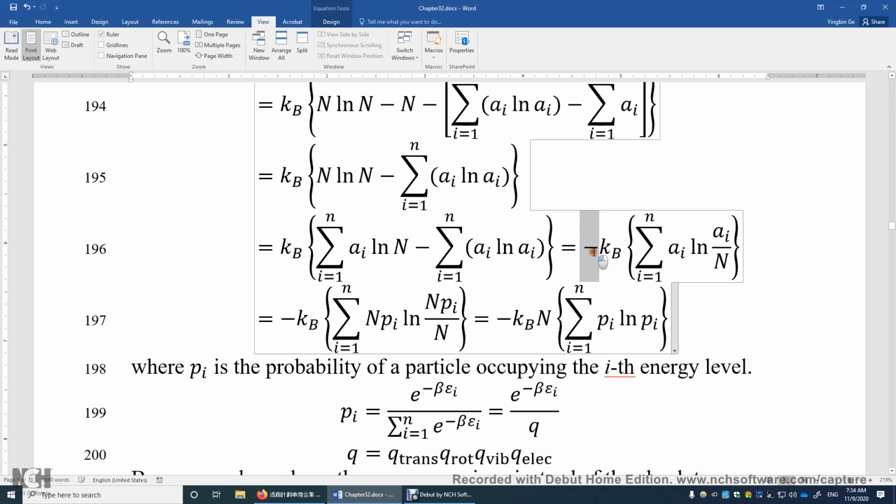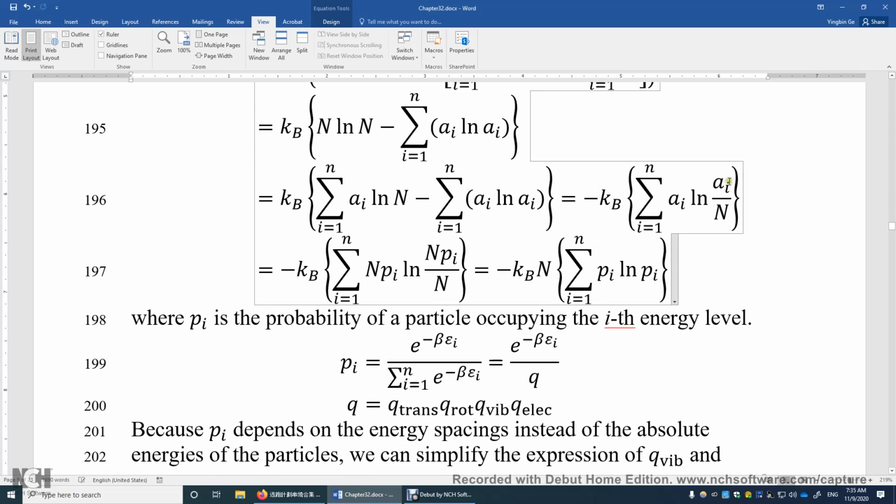The reason I put a negative sign here is because supposedly it's N over A_i, but right here I'm writing A_i over N. Therefore, I need to add the negative sign in front of this sum, or in front of the Boltzmann constant. The reason I put A sub i on top is because A_i over N is the probability of finding a particle occupying the ith energy level. So A_i over N is written as P sub i, and P sub i is the probability of finding a particle occupying the ith energy level.